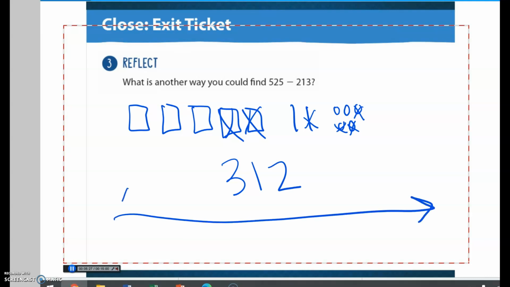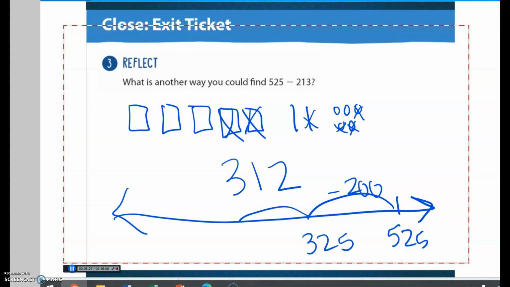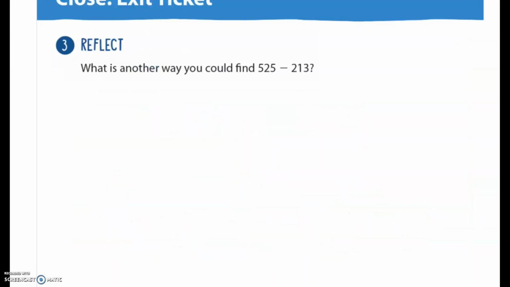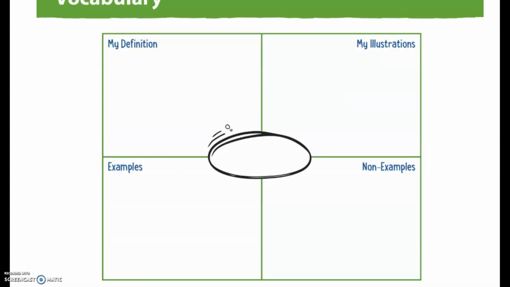We could also do a number line. Start with our big number. Take away 200. That leaves 325. Take away 10. That leaves 315. Take away 3. That leaves 312. So in both of these cases, we got 312. There's a few ways that you can do this problem. So choose one of those ways to write on your paper. Remember, you can always back up this video. You can pause this video to help you.